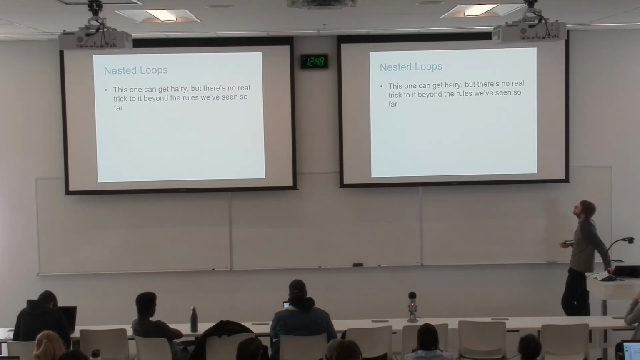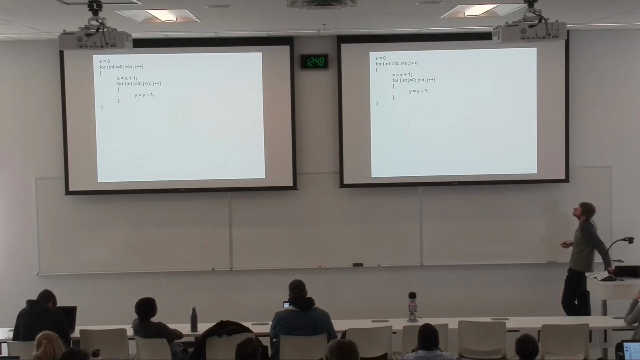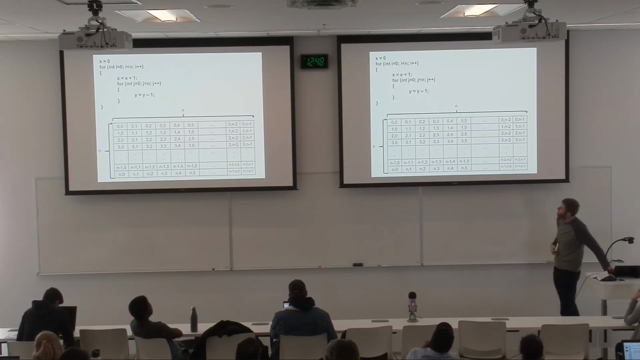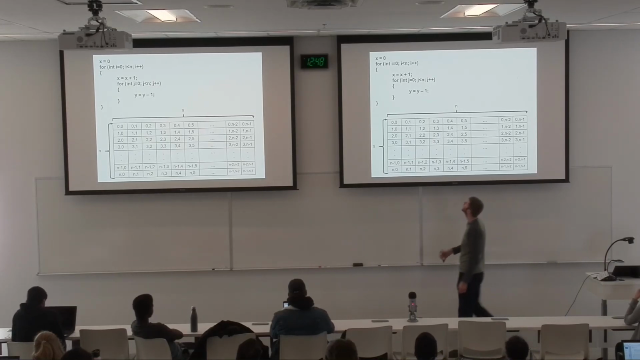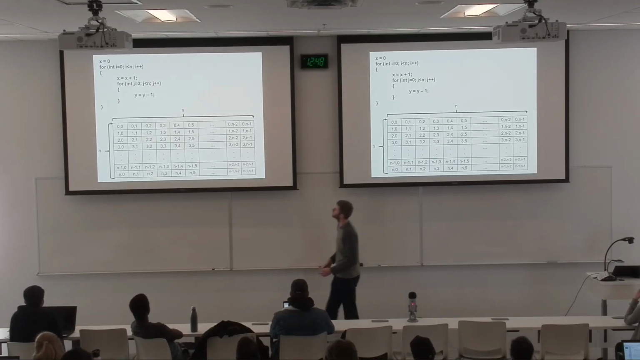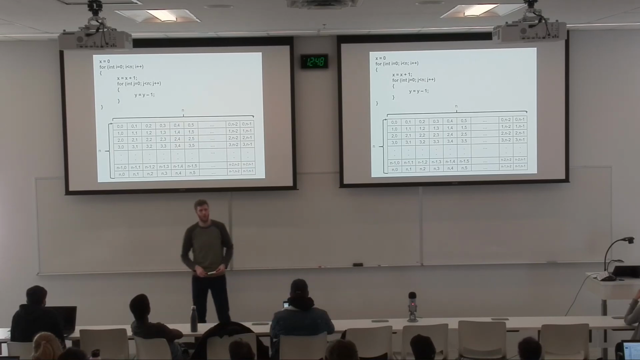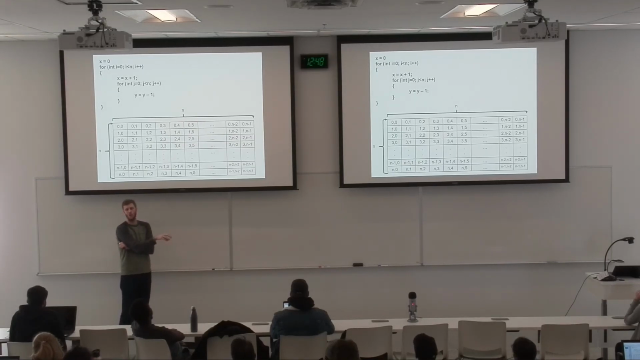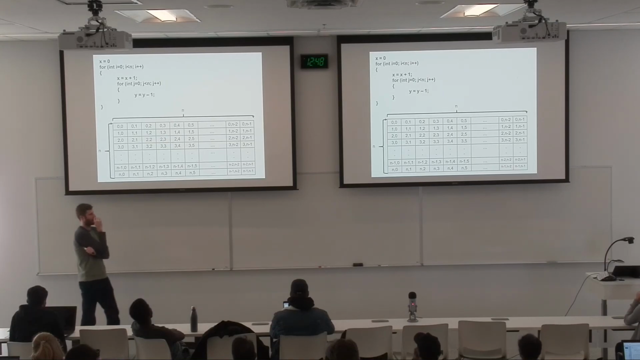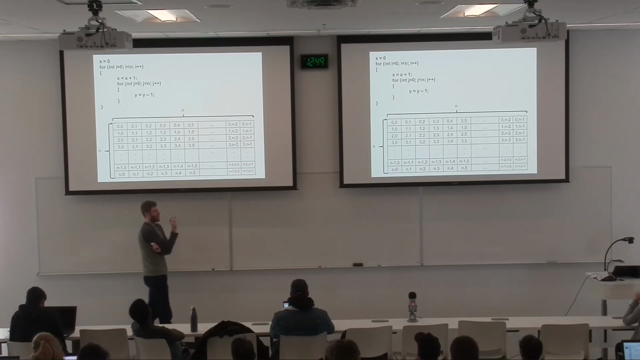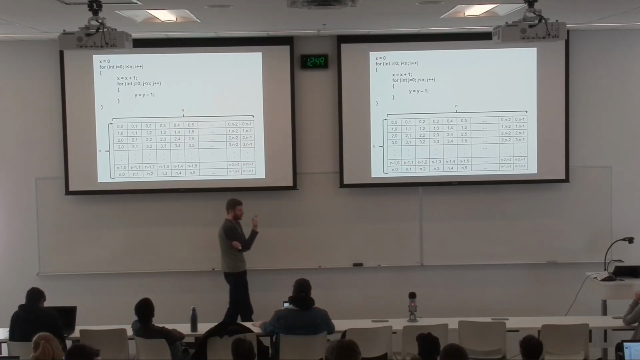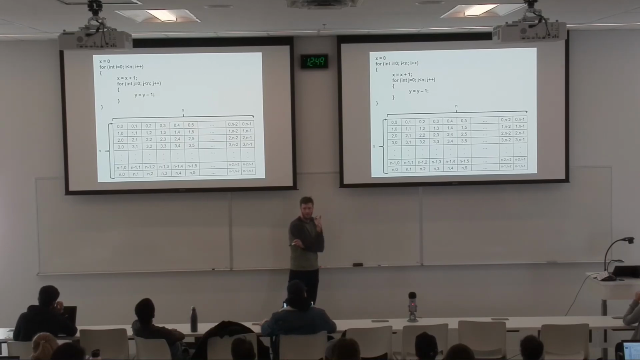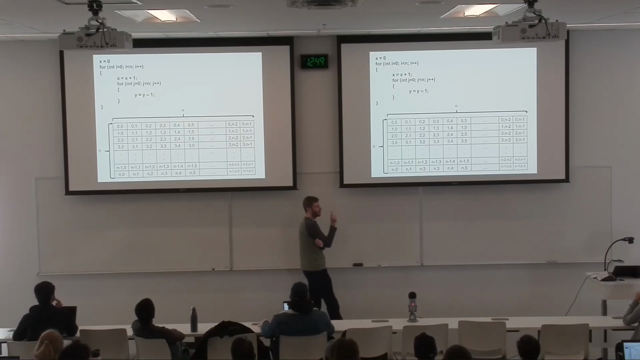Nested loops. This one can get hairy, but it's not really a trick to it. So, what do we have here? Well, let's go all the way inside. Let's go inside the loop first. Okay? How much work is being done on that one line of code in the middle there? y equals y minus 1.